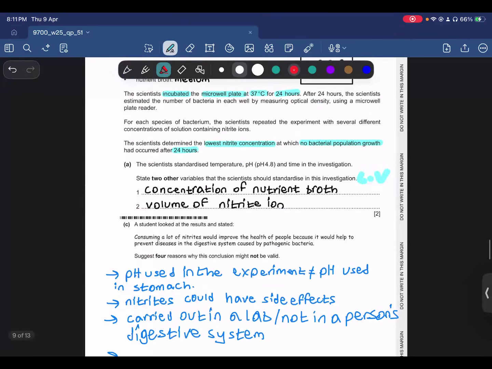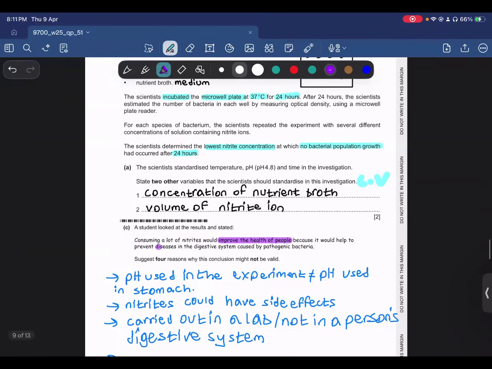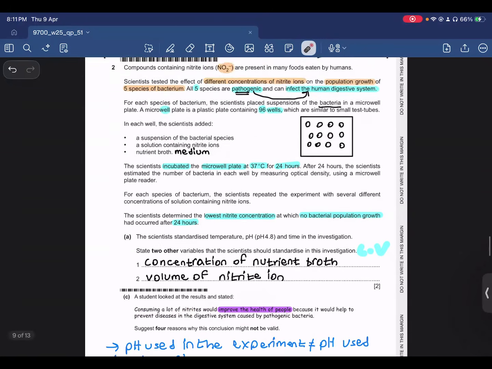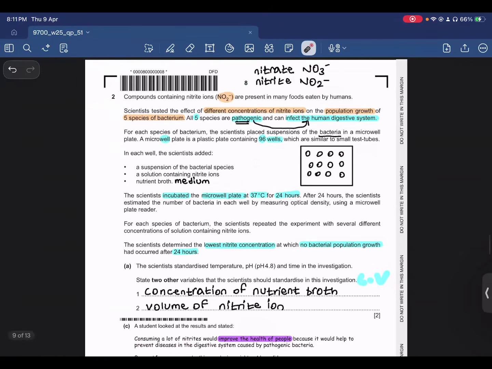Well, I'll try to give you a hint. Look at this. Consuming a lot of nitrites would improve the health of people because it would help to prevent diseases, blah blah blah. तो ये कहना चाह रहे हैं कि ज्यादा नाइट्राइट्स खाने से हेल्थ इंप्रूव होगी। क्या इस चीज का पता हमें एक दिन के अंदर चल सकता है? Which was exactly the amount of time the experiment was for.